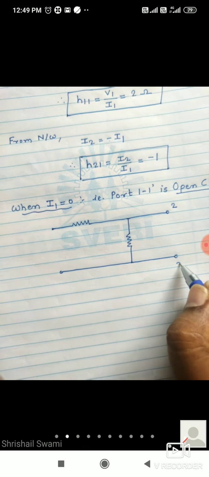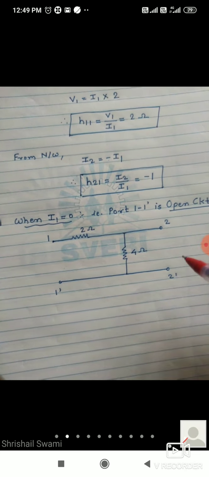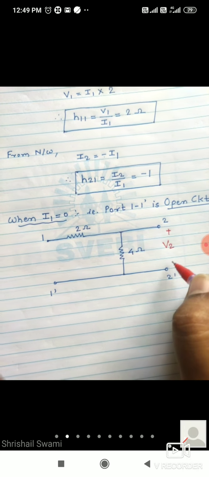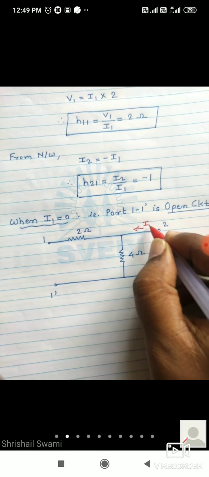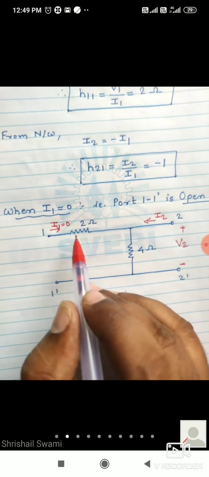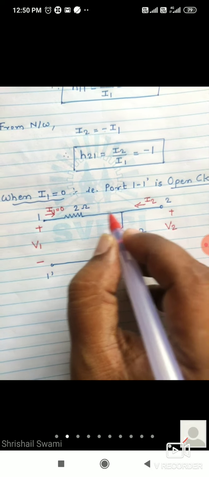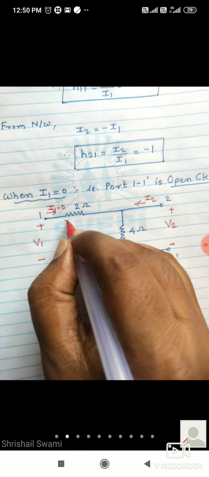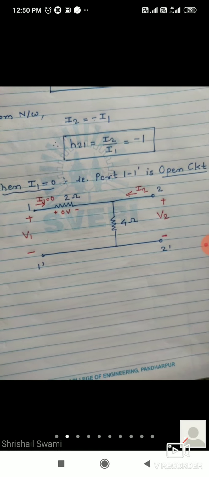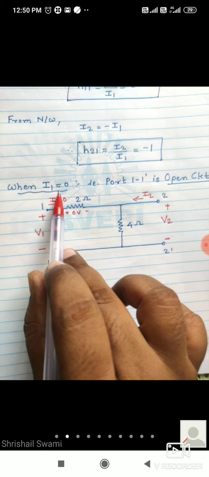So this is 2 2 dash, 2 ohm, 4 ohm. This is 1 1 dash. Now mention all those variables. This is plus minus V2. This current is I2. Now I1 is equal to 0, so I2 will not come here because it is open. This is plus minus V1. I2 is not coming because it is open and I1 is also 0, so the voltage across this will be 0 volt.